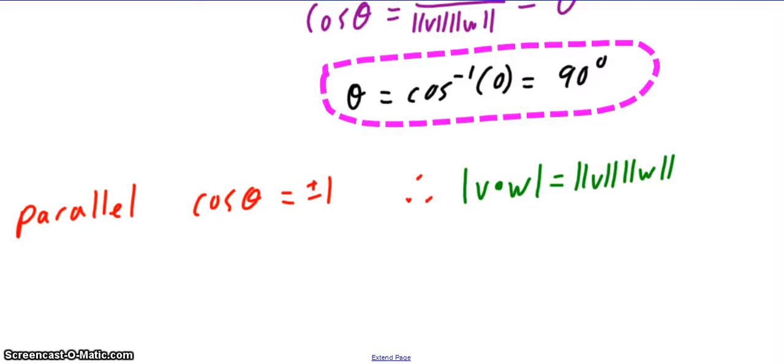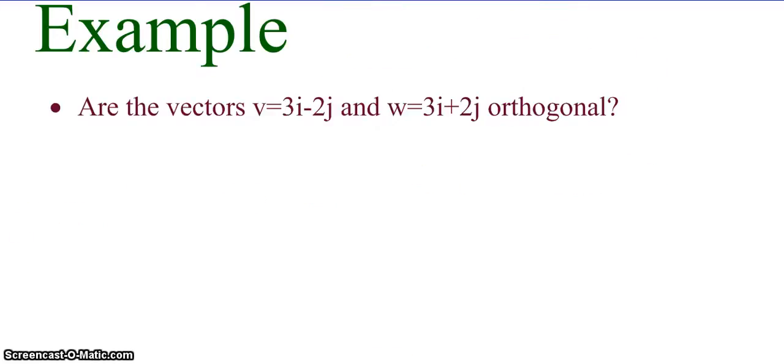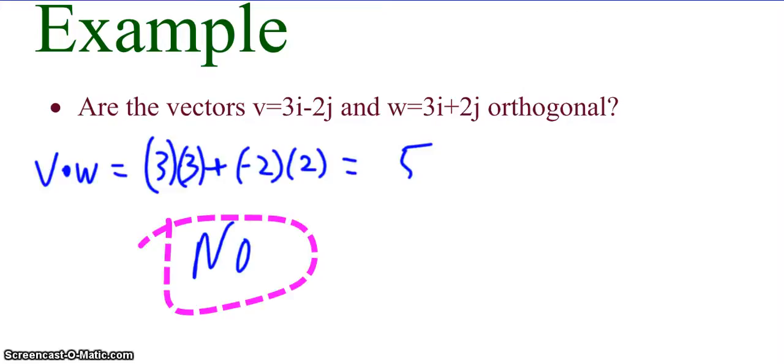So now let's do some examples. First, figure out, are the vectors v equals 3i minus 2j and w equals 3i plus 2j orthogonal? Pause the video, determine if they're orthogonal, unpause when you're ready to check your work. Okay, so we should end up with v dot w is 3 times 3 plus negative 2 times 2, which is 5. That is not 0, therefore they are not orthogonal.